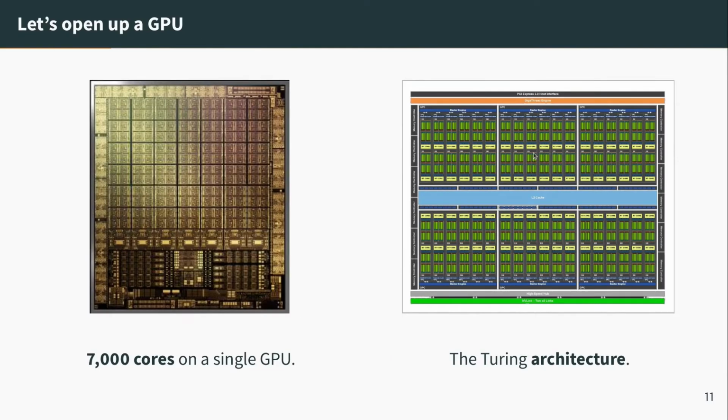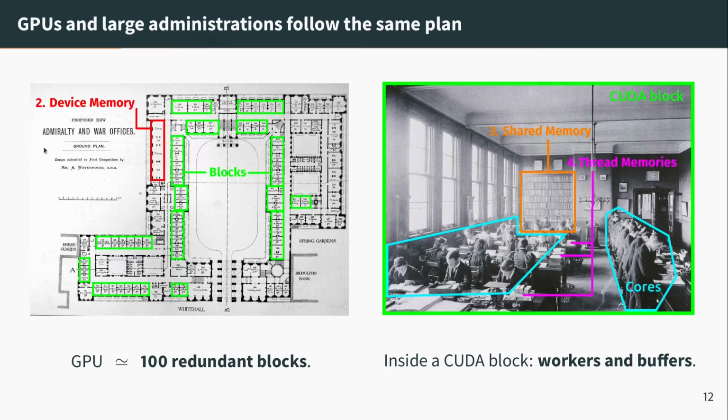Basically, this picture looks exactly like this plan from the Admiralty and War Offices that was designed in the 1880s in London. So what you see essentially on those plans is that first you have one big library where mail arrives, where information is exchanged with the outside world. And then basically most of the space is taken up by redundant blocks, maybe 100 redundant blocks on a typical GPU.